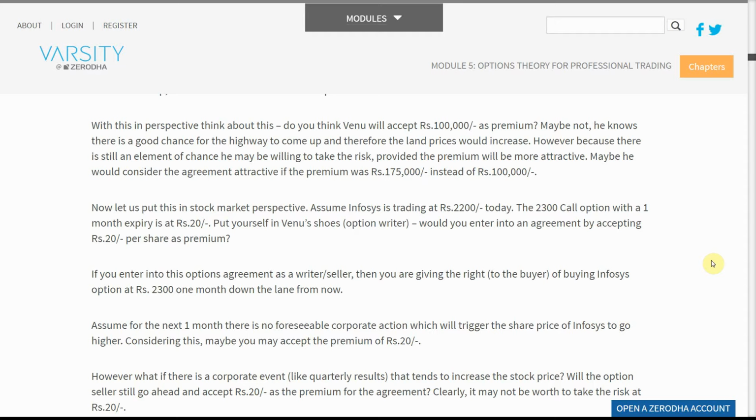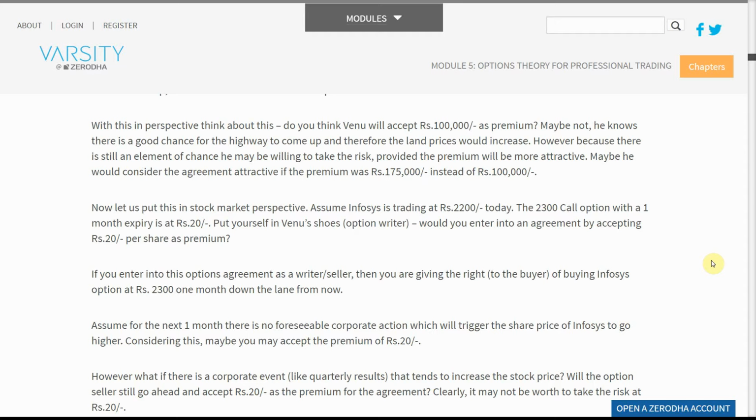Assume Infosys is trading at 2,200 rupees per share today. The 2,300 call option with a 1-month expiry is at 20 rupees per share. Put yourself in Venue's shoes, the option writer. Would you enter into an agreement by accepting 20 rupees per share as premium?